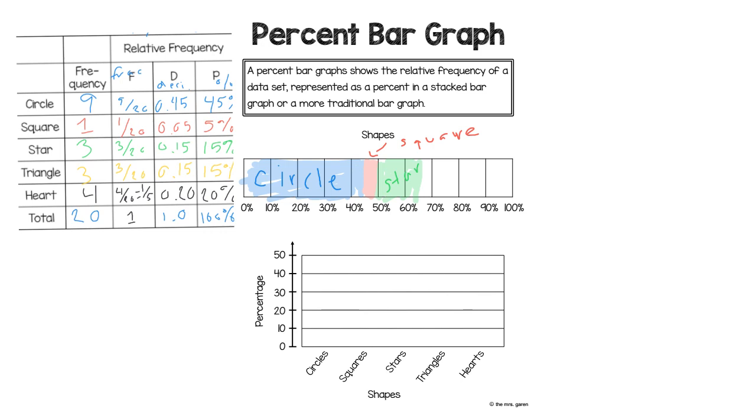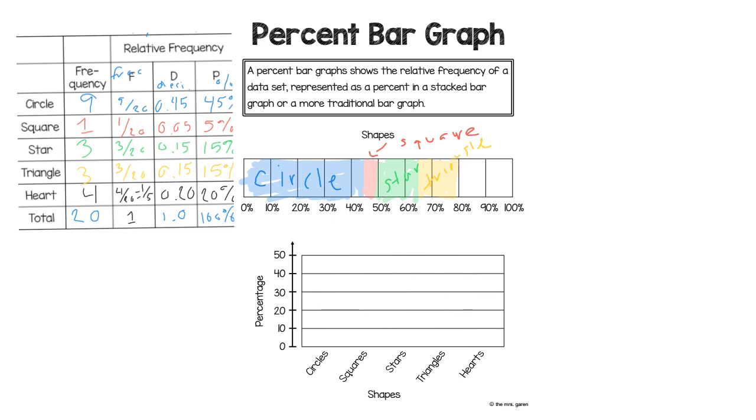Okay. The next shape that we have is our triangle, which is also 15%. So we're going to start right here at our 65 where we left off, and we're going to add 15% to that. So 65 plus 15 is 80. So we're going to color in this area with yellow like our star, or like our triangle, sorry, and that is our triangle.